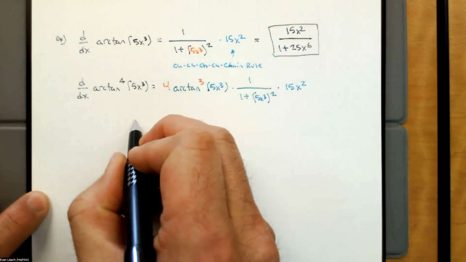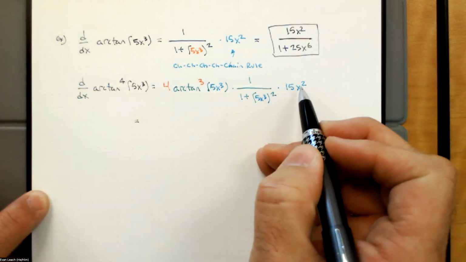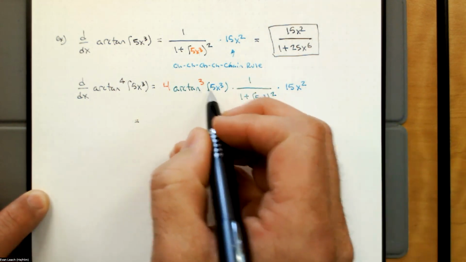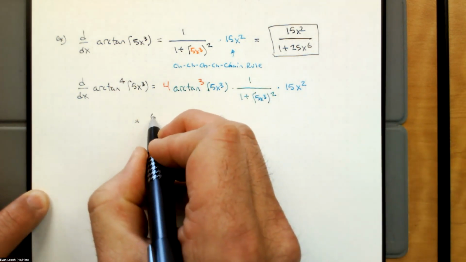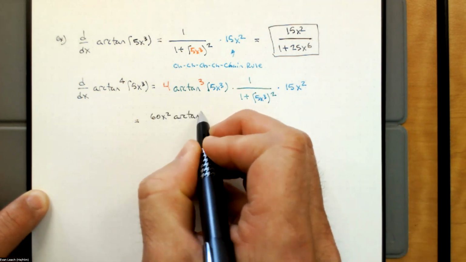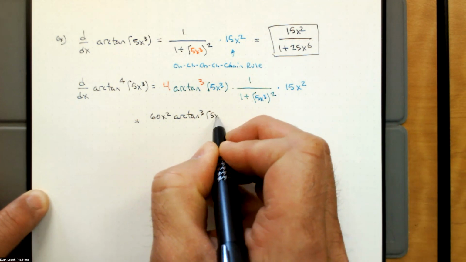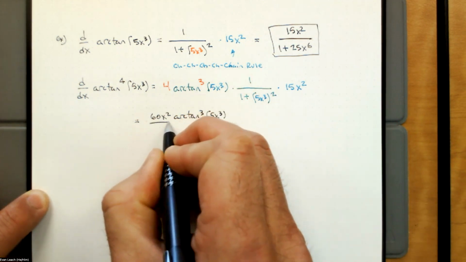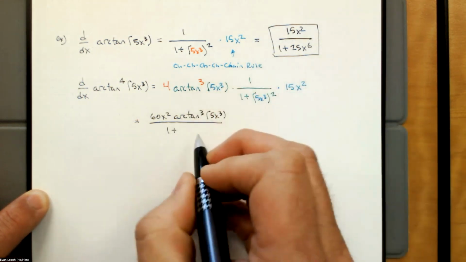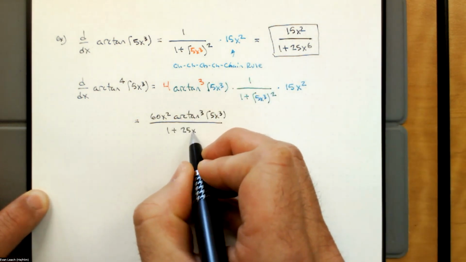Clearly, we would want to clean this up. So I got a 15x squared and times 4. So I'm going to have a 60x squared arctangent cubed of 5x cubed. And in the denominator, well, we might as well clean that up since we're in the cleaning up business here. It's a 1 plus 25x squared, or x to the 6th.